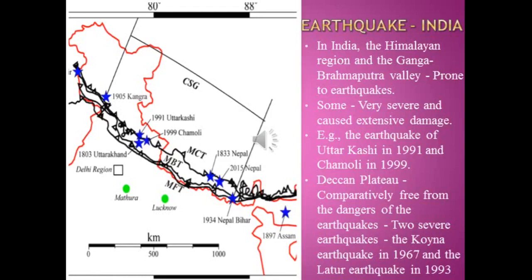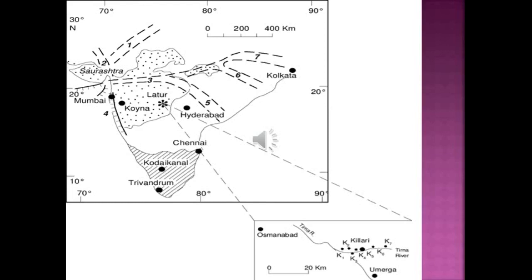But sometimes the Deccan Plateau also experiences earthquakes. The Deccan Plateau is comparatively free from the danger of earthquakes, but it also experienced two severe earthquakes. One is the Koina earthquake in Maharashtra, and the other is in Latur, also in Maharashtra. You can find Koina and Latur on this map, in the Deccan region.